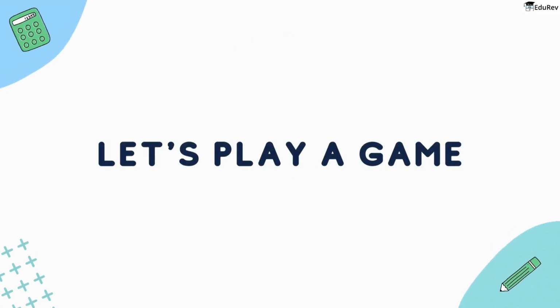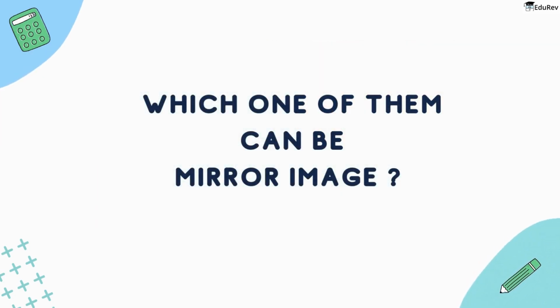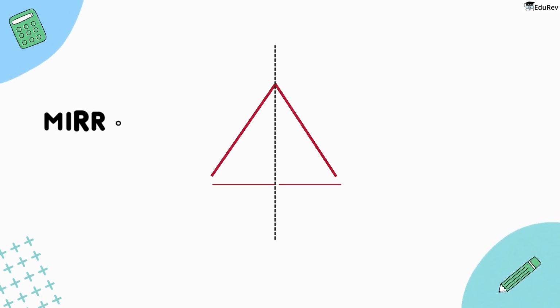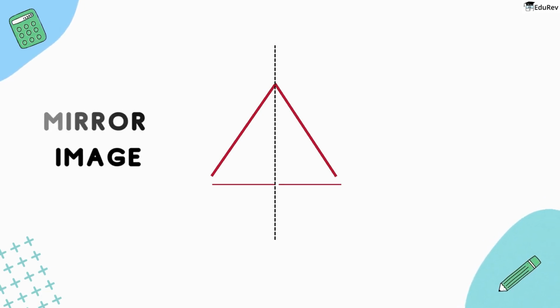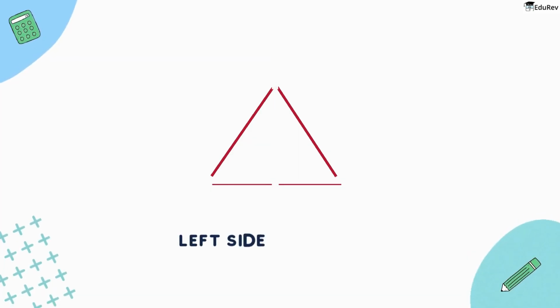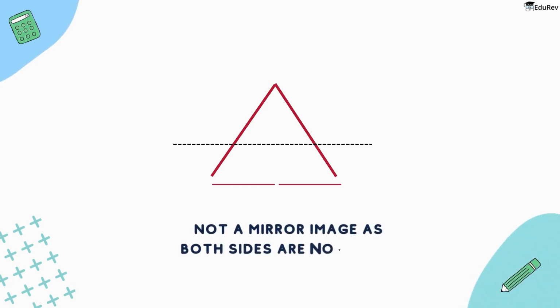I will draw some pictures and you tell me which of them can be a mirror image. What is this? It is a triangle. By drawing a line like this, it is a mirror image, as the line is passing through the middle of the triangle in such a way that the left side is exactly the same as the right side. But if we draw a line like this on the triangle, then it is not a mirror image, as both sides are not equal.